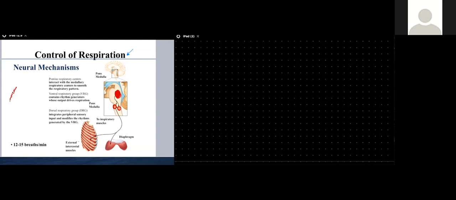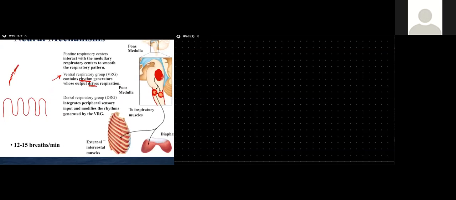The ventral respiratory group in the medulla oblongata is responsible for maintaining the rhythm. It has the rhythm generators, which drive the respiration. So I have the rhythm of breathing, a pattern that I'm following. What creates this pattern of breathing is the ventral respiratory group. The dorsal respiratory group is the one that integrates the peripheral sensory input and modifies the rhythm of the ventral respiratory group.